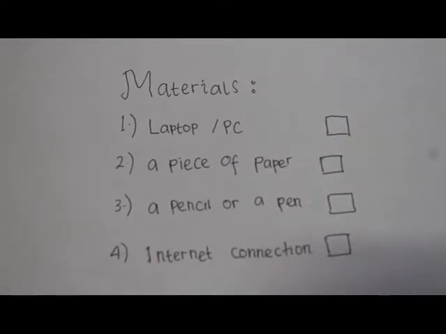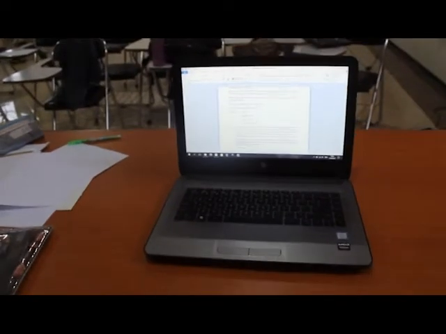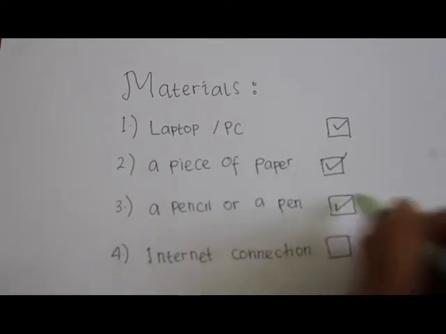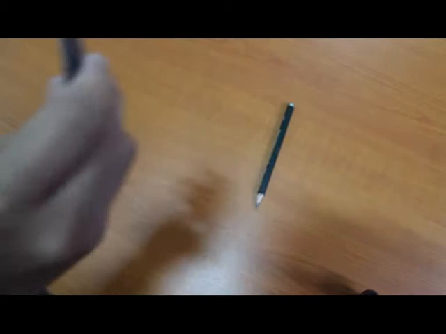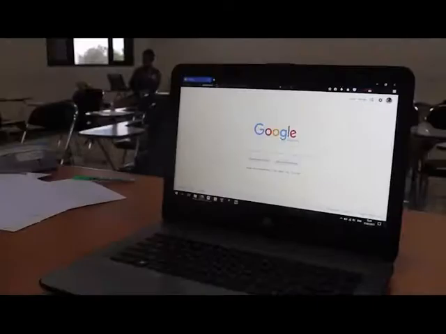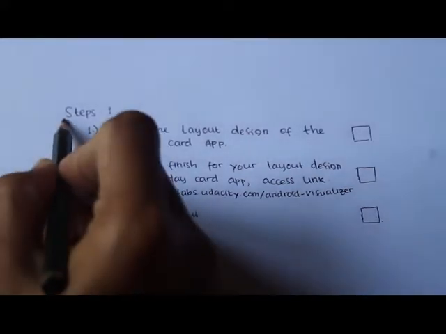First, we need to prepare the materials, that is, a laptop or PC, a piece of paper. For paper, you can use paper that is used to design the Android layout. But if you don't have it, you can also use any kind of paper to design. A pencil or a pen, and internet connection. After the materials are ready, now follow the steps.